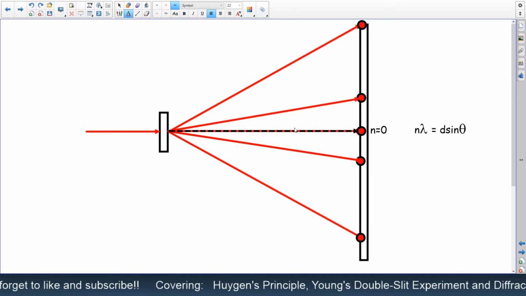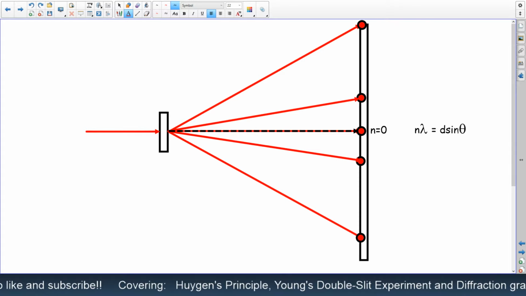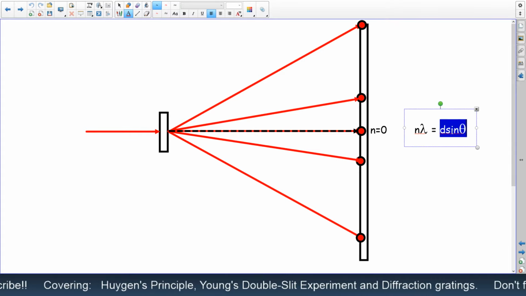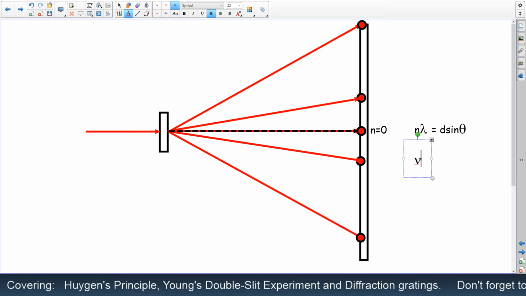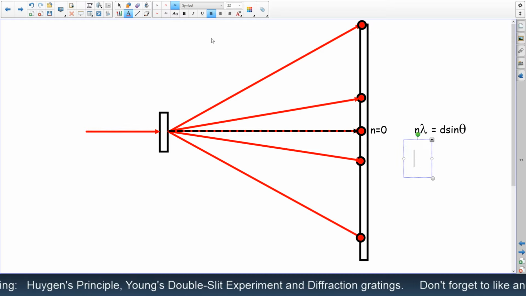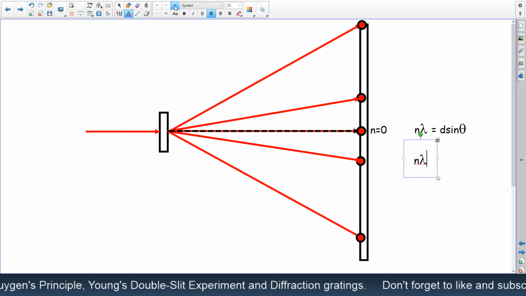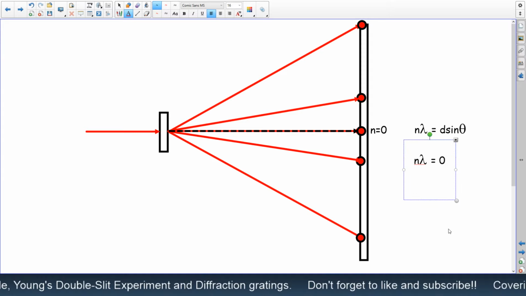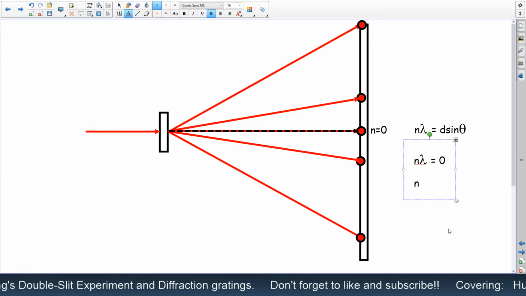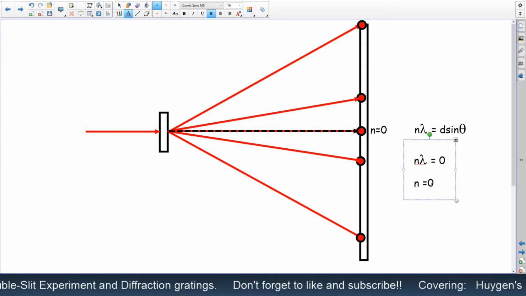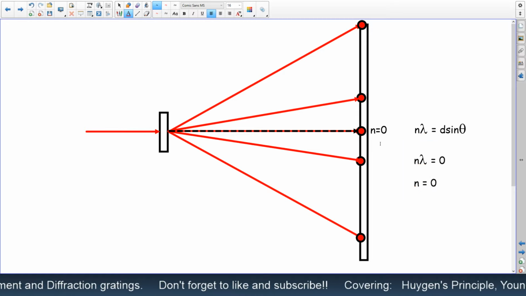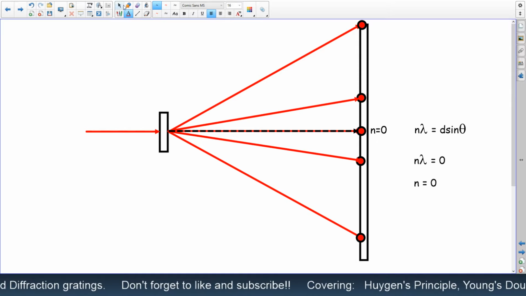Yeah, because there's no angle, it's just gone straight through. And the only way that theta can be 0, which gives sine theta equals 0, would leave me then that n lambda has to equal 0 for the middle one. So n has to equal 0, because lambda can't. Lambda is the wavelength of the light, and it's not 0 because the light exists. Okay, so this we call the n equals 0 position.